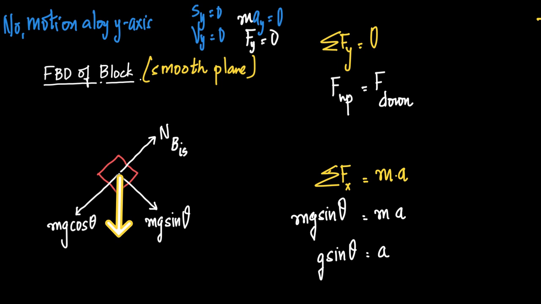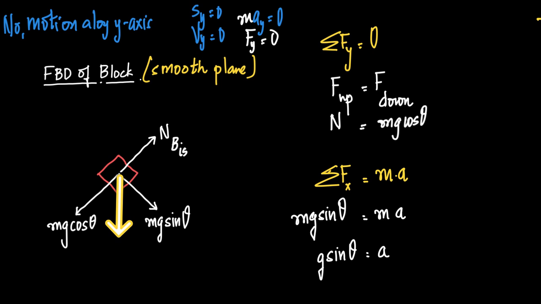So we can say that sigma fy is equal to 0, which implies that forces acting upwards should be equal to forces acting downwards. Now what are the various forces acting upwards? The only force acting upwards is the normal reaction on the block, which is equal to the force acting downwards, mg cos theta. So we have N is equal to mg cos theta, right?